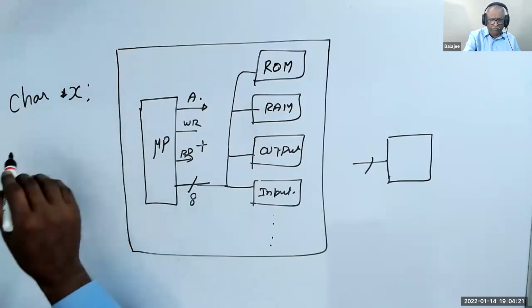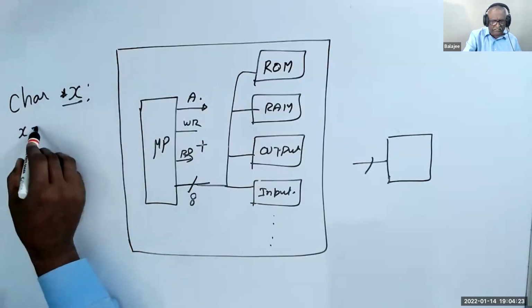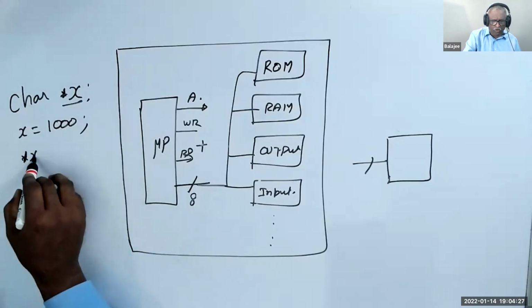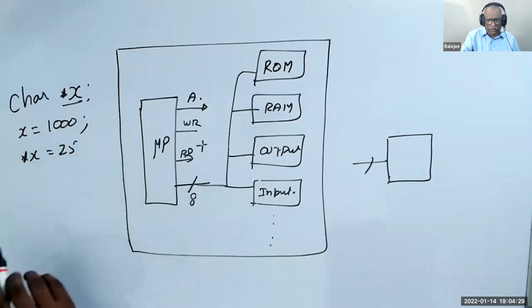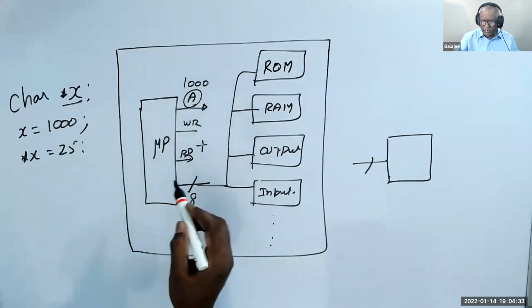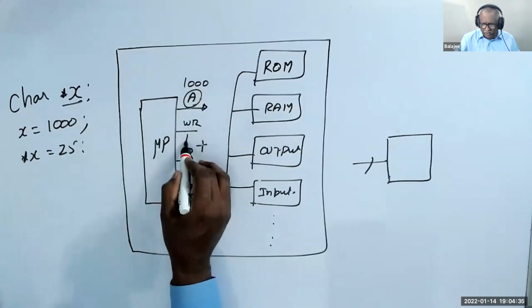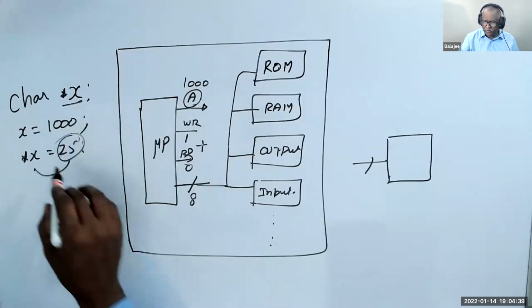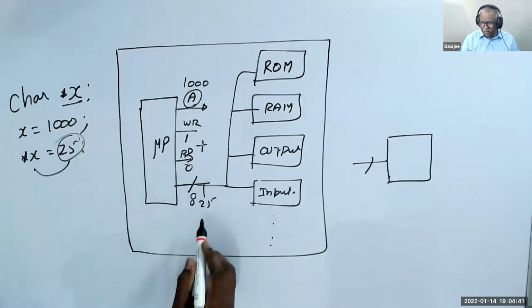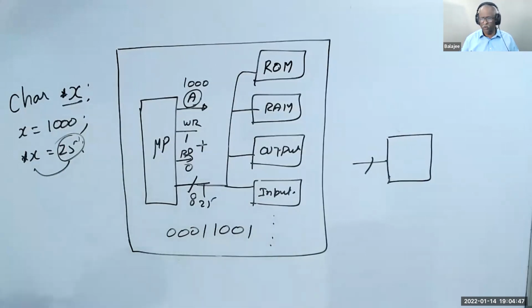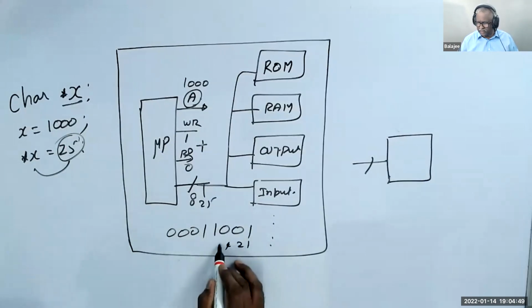Right now, don't worry. Now you put X equal to any address, 1000. Star X equal to 25. Now what happened? It gives 1000 here, and it gives write as 1, because you are writing. And the data 25 goes here. That is 25 means 0, 0, 0, 1, 1, 0, 0, 1: 16 plus 8 is 24, plus 1 is 25. 1, 2, 4, 8, 16.